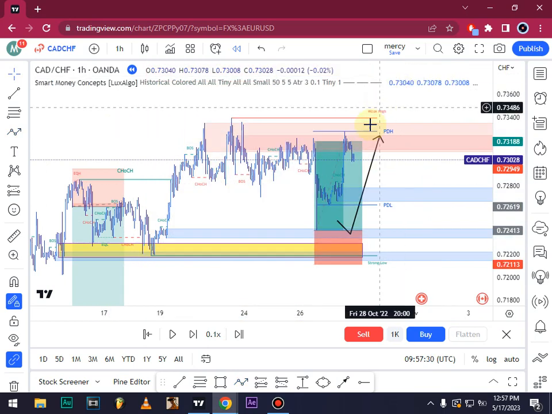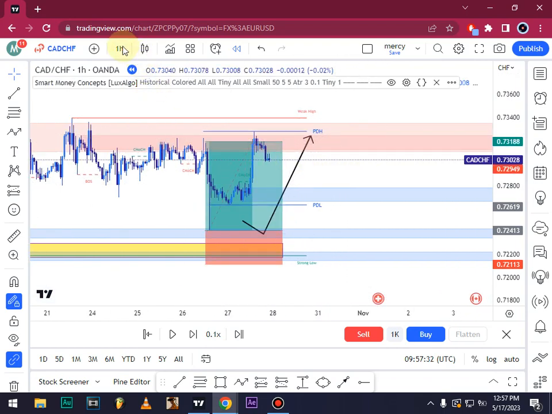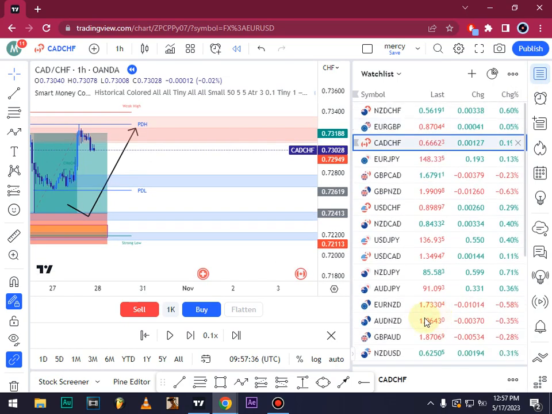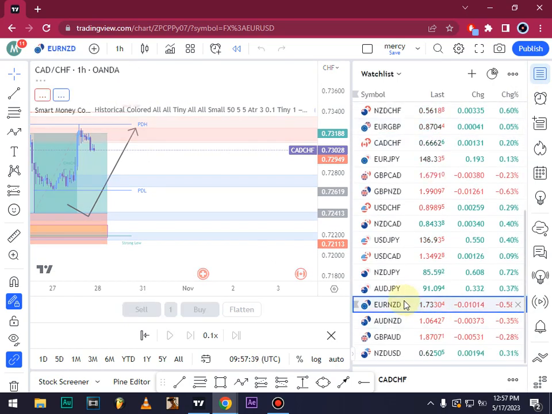Maybe let me give you another, maybe the last example, gang. Let's maybe look out for another pair, maybe Euro NZD, any pair, you guys.